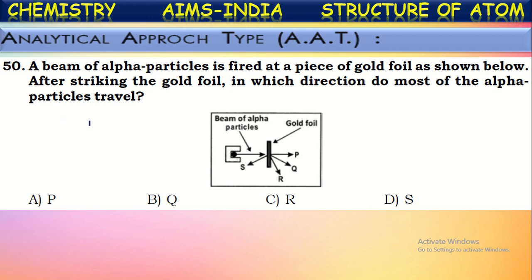So if you observe here, they have mentioned the direction of the alpha particles in different ways. Most of the alpha particles pass directly through the gold foil in the direction P, because it is observed most of the scintillations occurred at this position. This is because most of the space in the atom is empty. Because of this empty space, these alpha particles passed through the gold foil without any deviation. Now the answer will be P.